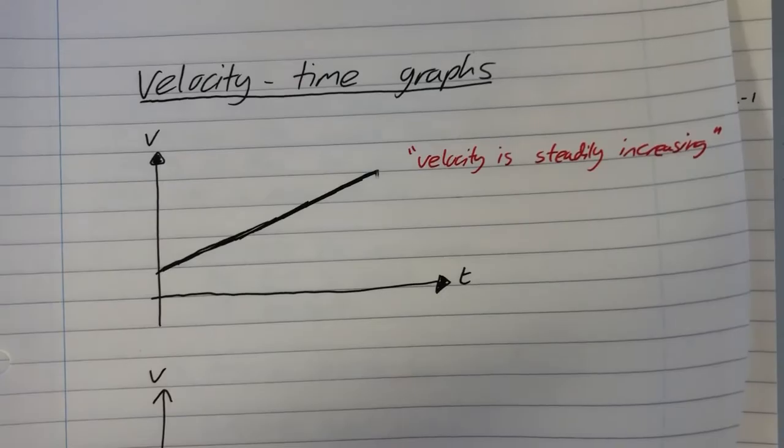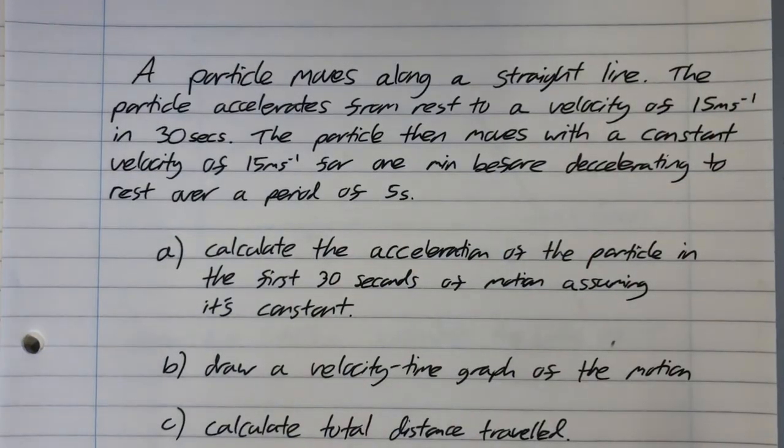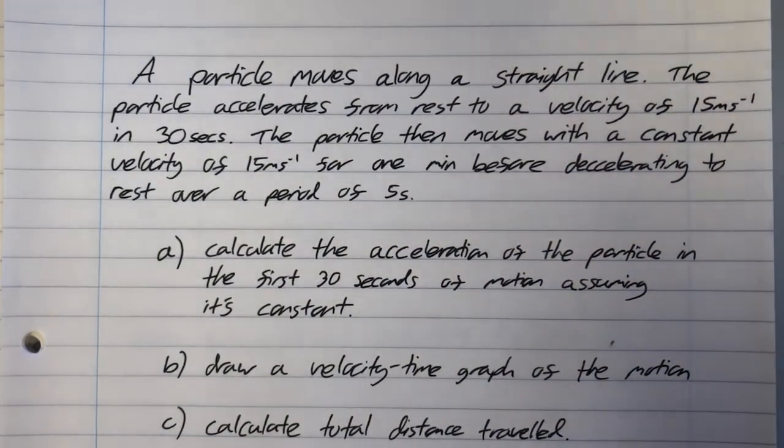Okay, so that's the velocity time graph. I've got a couple of examples now I'd like to go through. First one. A particle moves along a straight line. This just means it's a one-dimensional issue. We've got one displacement variable against time.